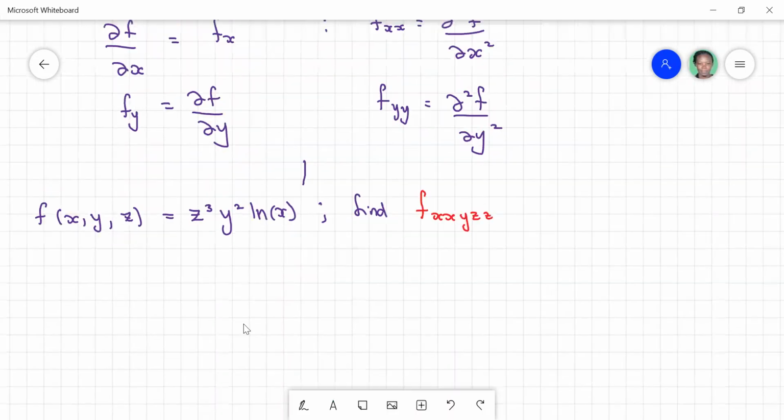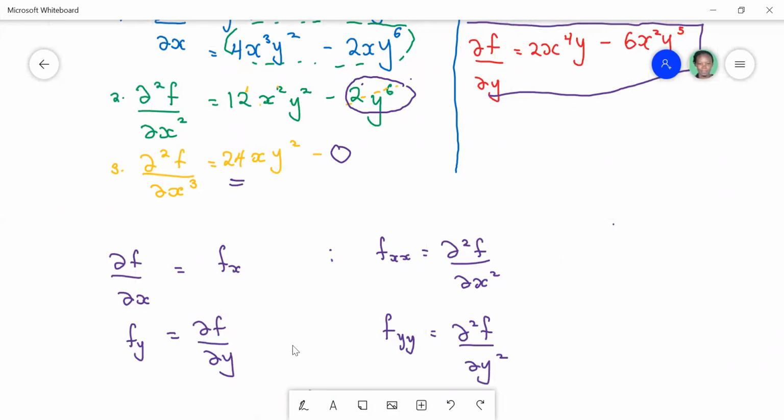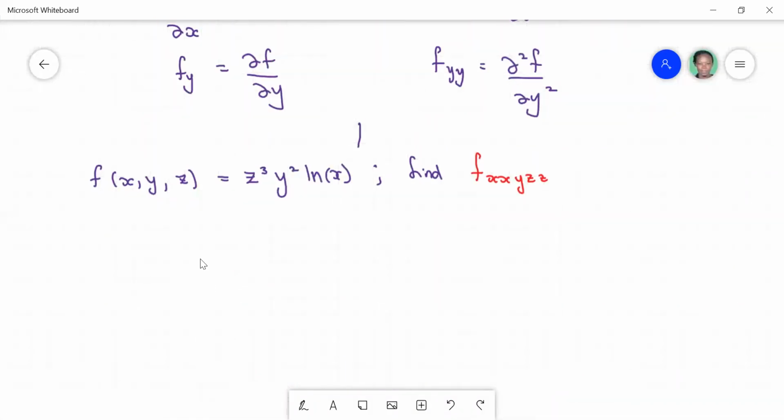Okay, so someone is asking, why to the third order? Okay, so this is cube. It is not squared, it is cube. So that was a mistake. So this is cube, not squared. Thank you so much for the correction.